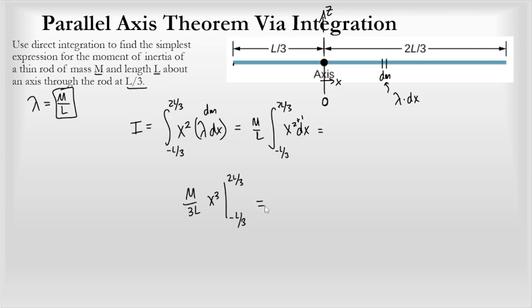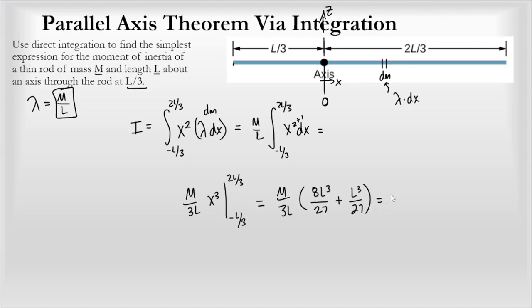Okay, we're going to keep going here. M over 3L, let's plug in our two endpoints. 2/3 L cubed. Well, I'll get an 8 in the top, an L cubed, and a 27 in the bottom. I suppose we could leave this as a 3 cubed. It's arbitrary to me at this point. And then we're going to subtract off a negative L over 3 cubed. So we're going to get another negative sign. So I'm going to make this a positive, L cubed over 27.